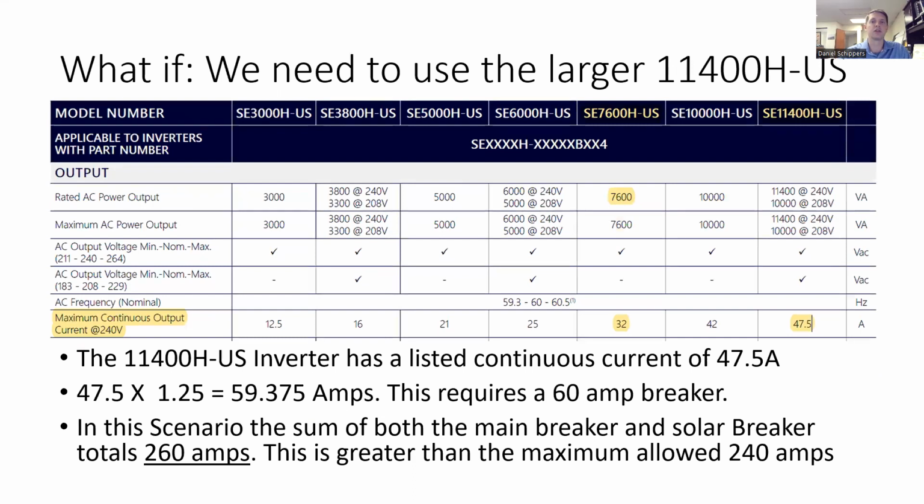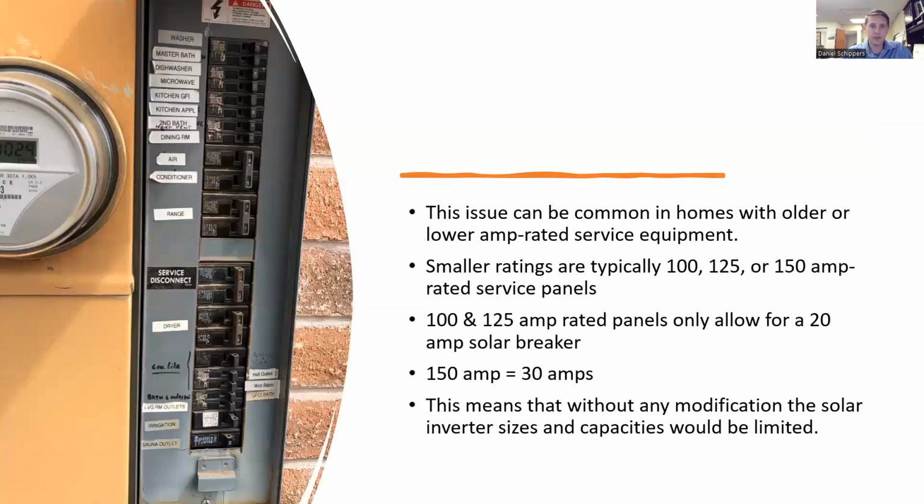However, if we move over to the larger model of inverter, the 11400H, you will see that it requires 47.5 amps of breaker protection, which when multiplied by 125% comes out to 60 amps of a breaker. 60 amps plus 200 amps of a main breaker is larger than 240 amps, and so we are no longer code compliant in this scenario.